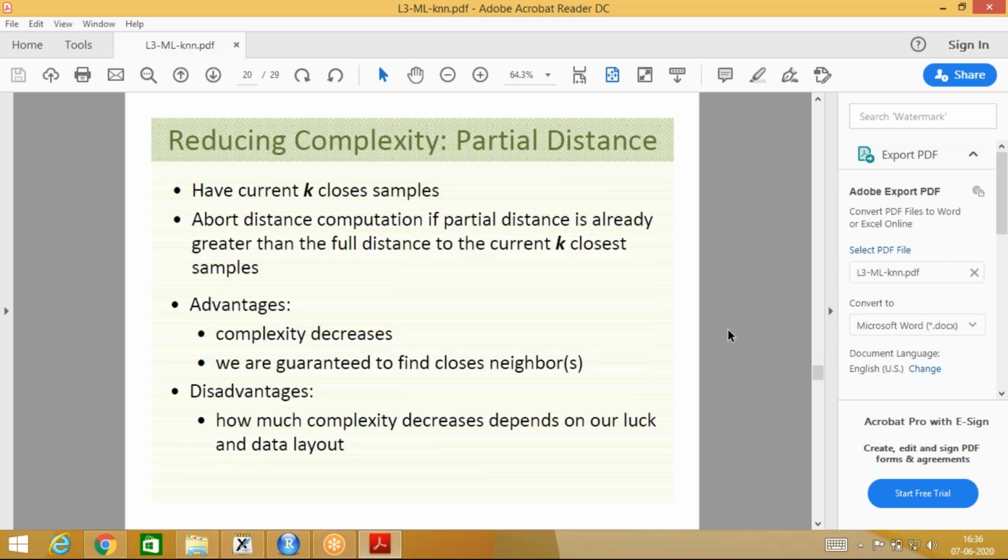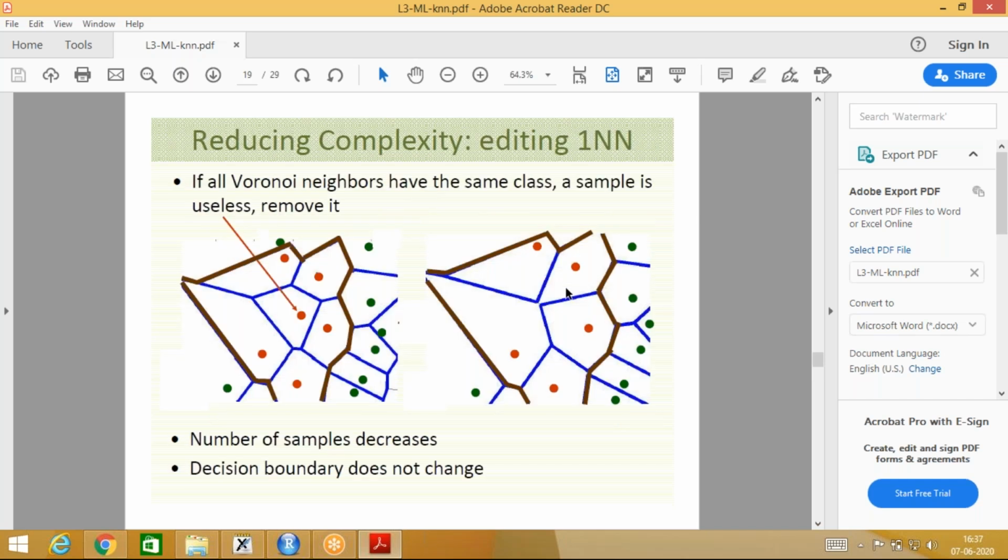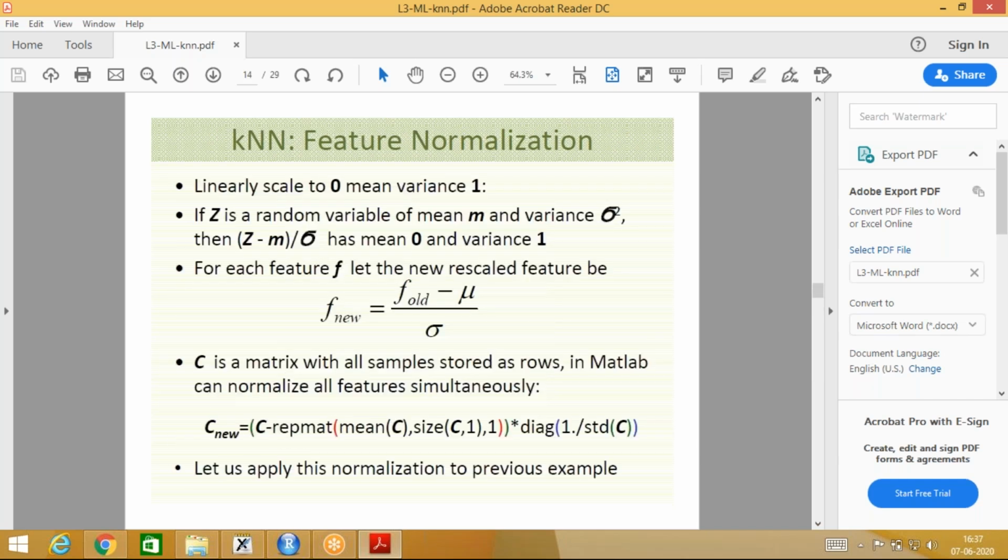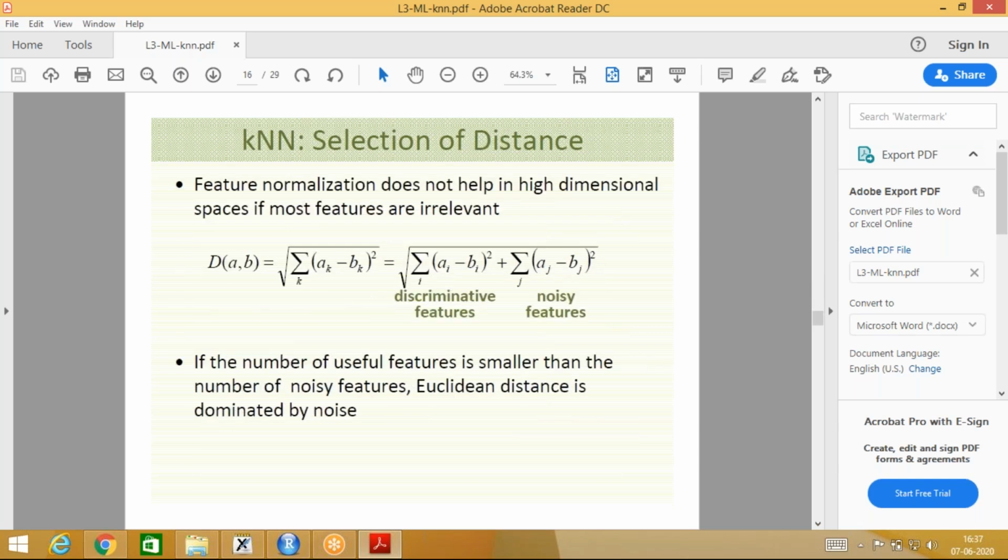Also, another way is we do not calculate the distance up to the last point. Let me give you an understanding of what I'm trying to say here. To understand this particular point, partial distance, we first have to understand how distance is measured. Distance is measured basically by using a formula called the Euclidean distance formula.